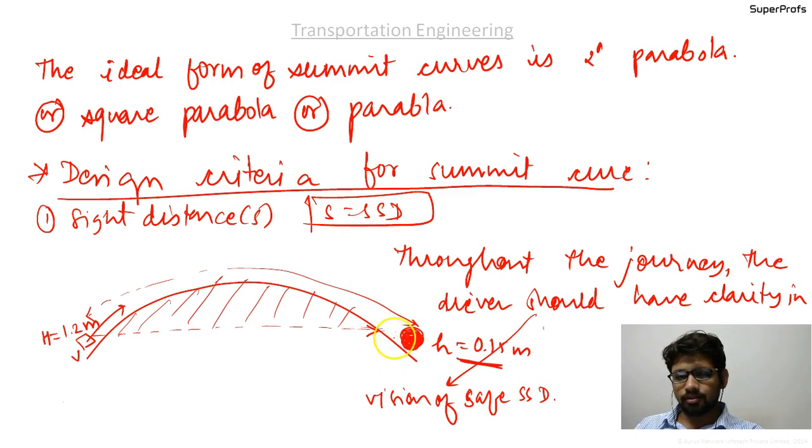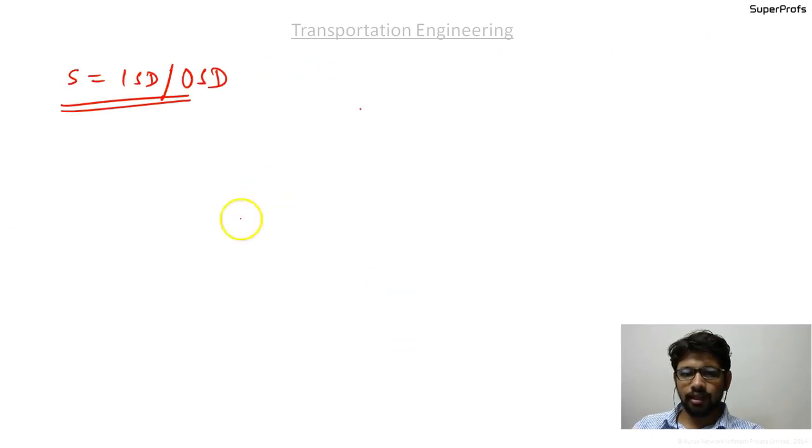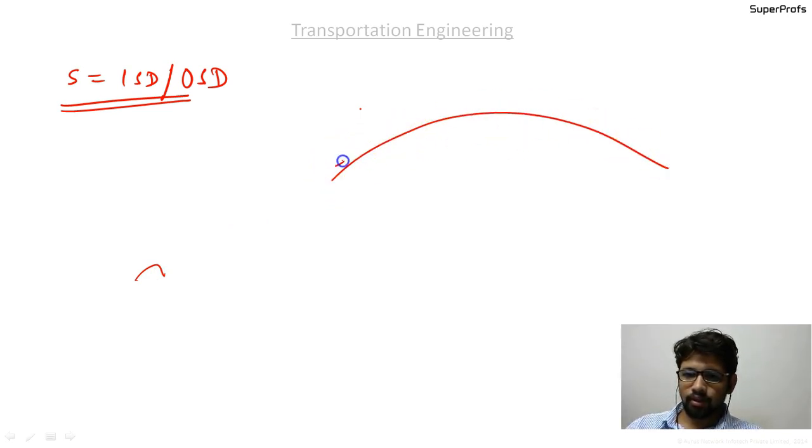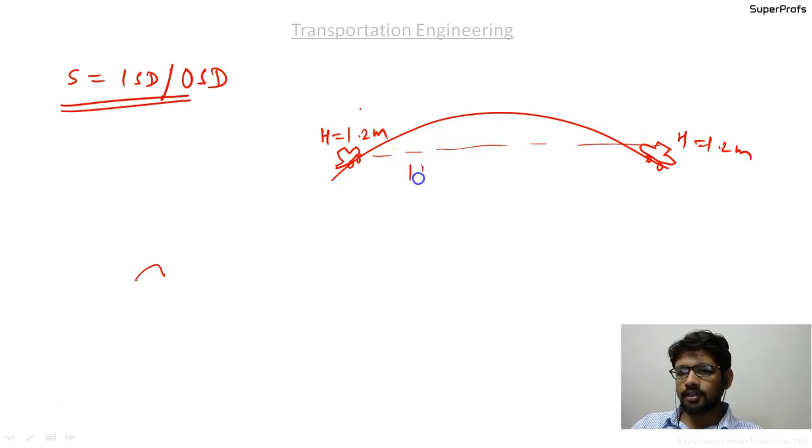I'll draw a different diagram. So there is one vehicle over here like this, and there will be another vehicle over here. The vehicle itself is not a stone or any other obstacle. So here also capital H equal to 1.2 meters, and here also capital H equal to 1.2 meters. So ISD is the problem now.